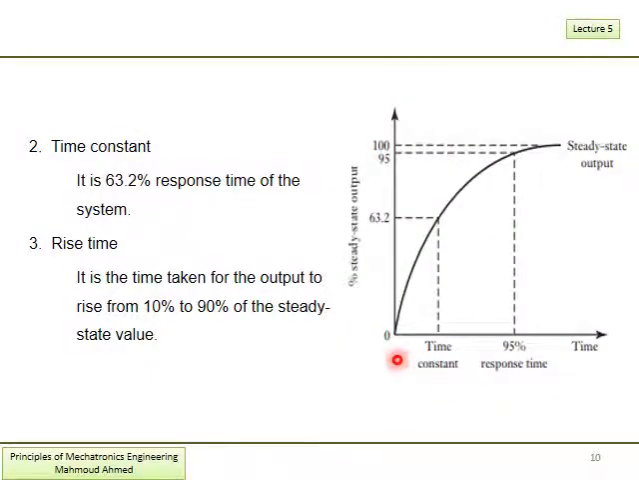Time constant. The time constant is directly defined as 63.2% of the response of the system. So the time constant is the time when the response reaches 63.2% of the steady state output.